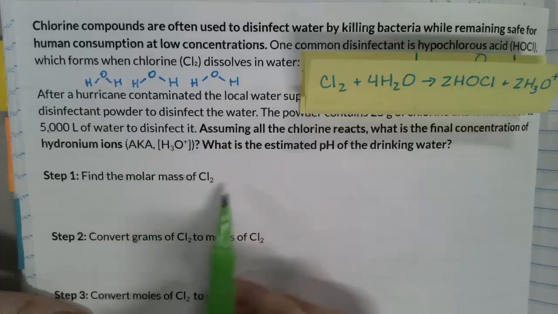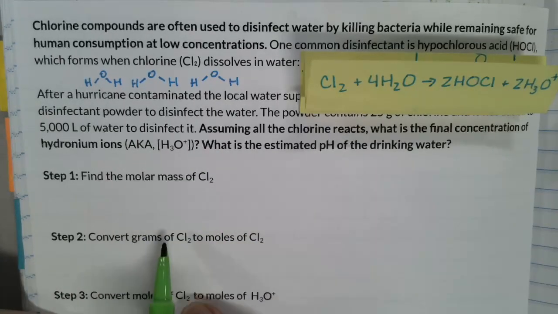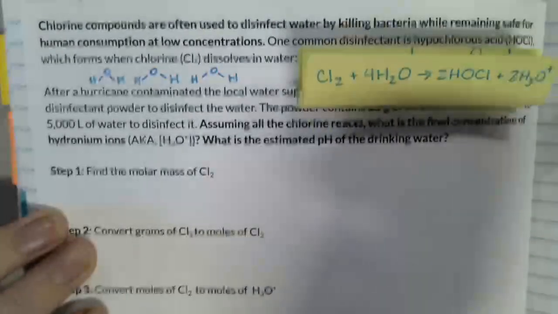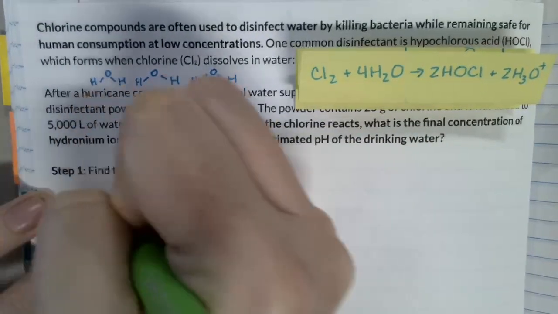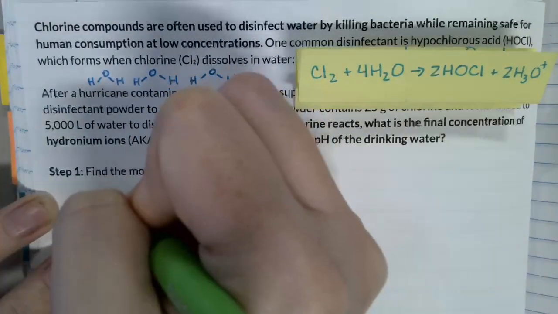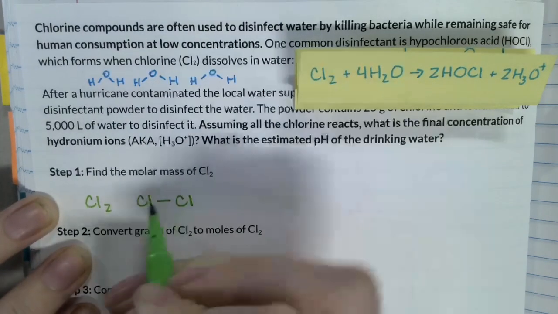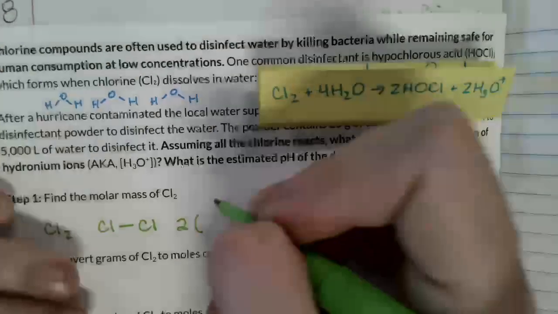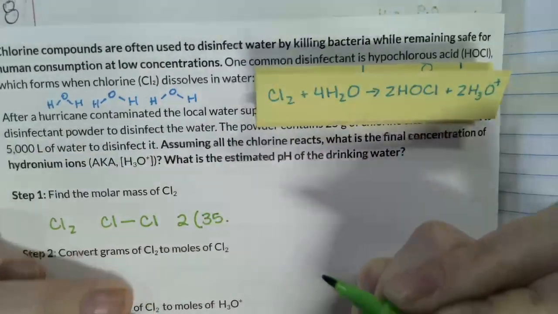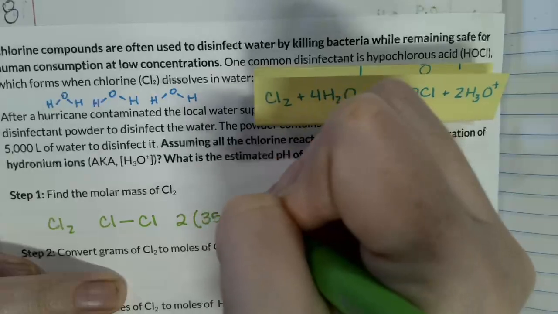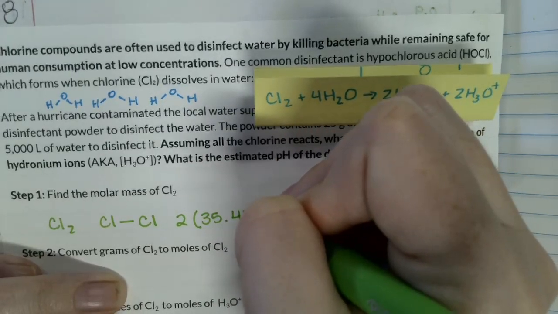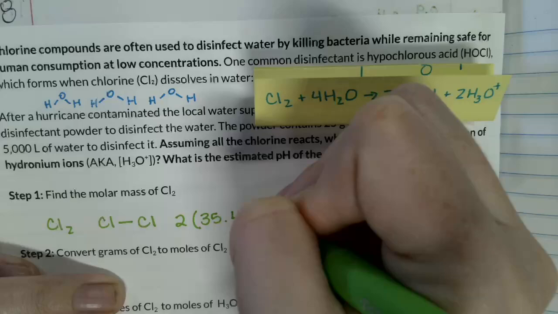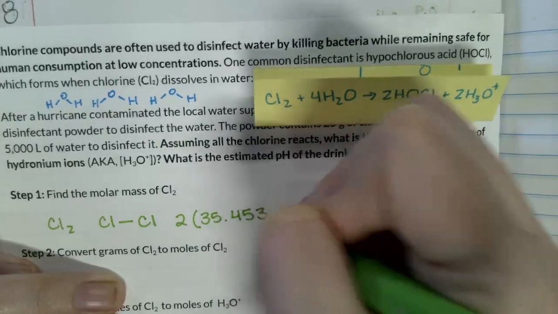First thing, let's find the molar mass of chlorine so that we are ready to convert grams of chlorine to moles of chlorine. So this one should be pretty easy. Cl2 is just chlorine bonded to another chlorine. So we've got 2 of these. So the molar mass is going to be 2 times whatever chlorine weighs. 35.45. Okay. And that's grams per mole.